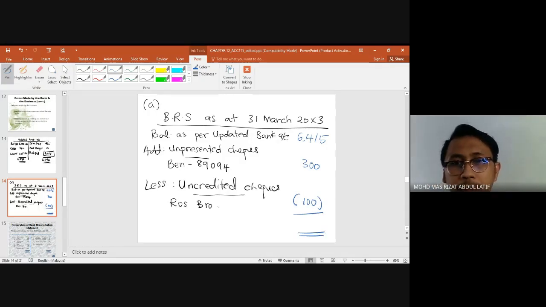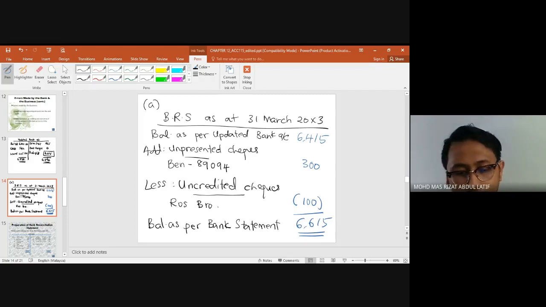Okay, so totalkan berapa you dapat? So 6415 campur 3, 6715, tolak 1, 6, 615. Betul? So ini kena ada nama dia. Kalau tak ada, tak lengkap lah. Okay, tulis balance as per bank statement. Okay, so tengok format dia. Dia kata balance as per bank statement. Okay, so siap. Tapi kita boleh check.